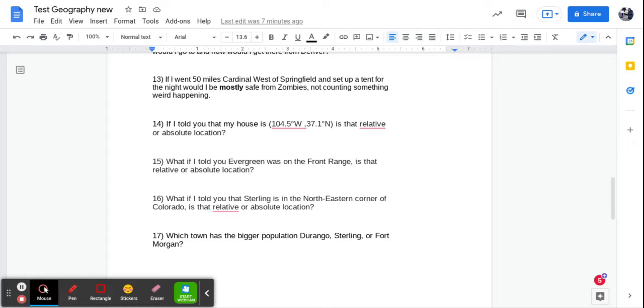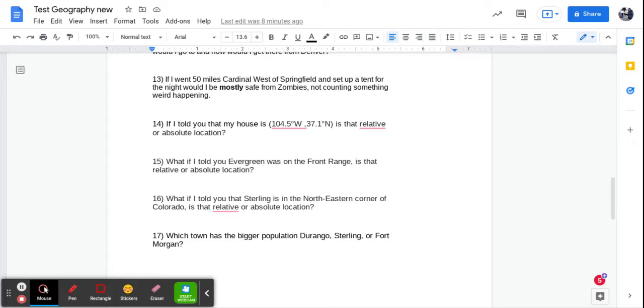Number 14. If I told you that my house is at 104.5 degrees west and 37.1 degrees north, is that relative location or absolute location? You could just circle the one you think it is. Is that relative location or absolute location?